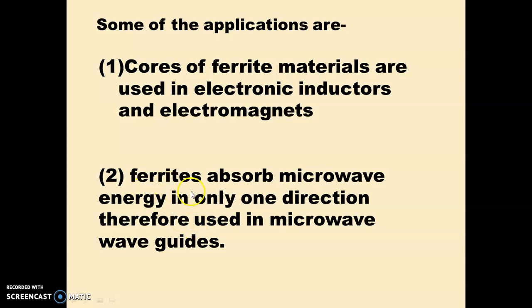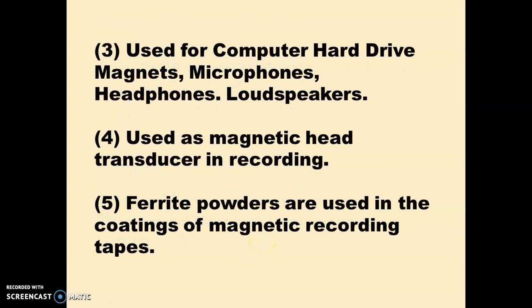Second, ferrite absorbs microwave energy in only one direction, unidirectional, and therefore it is used in microwave waveguides. Ferrites are also used for computer hard drive magnets, microphones, headphones and loudspeakers. Then they are used as a magnetic head transducer in recording; for recording purposes, such ferrite materials are used.